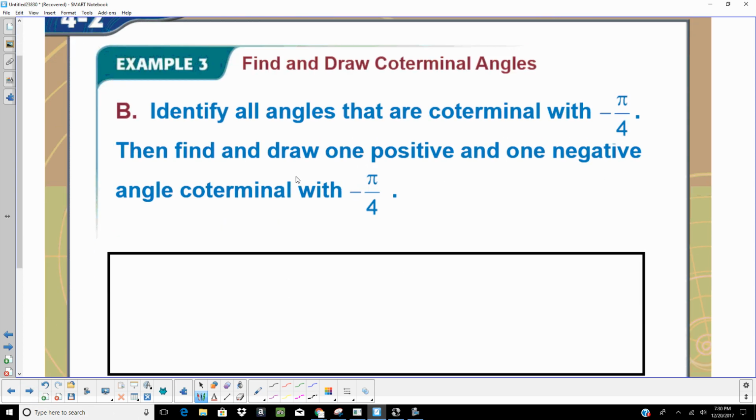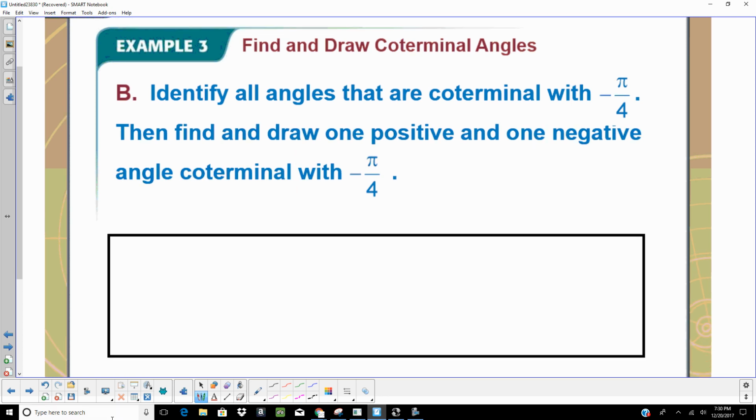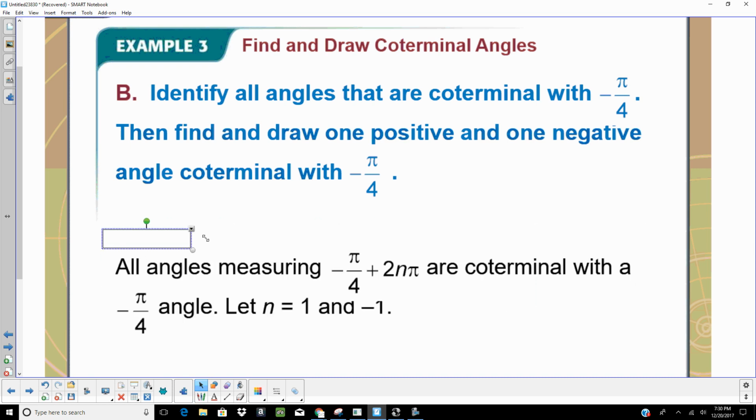All right, let's do one that's got a radian. I want to identify all angles that are coterminal with negative pi over 4, and then draw and find one positive and one negative. So we're dealing with radians on this one. So our angle is negative pi over 4.